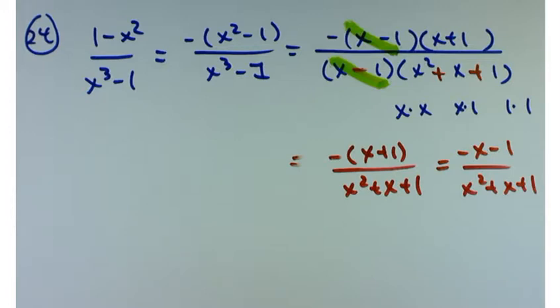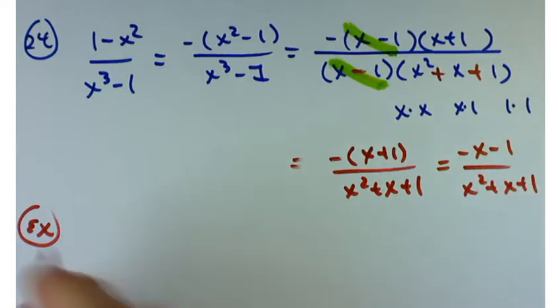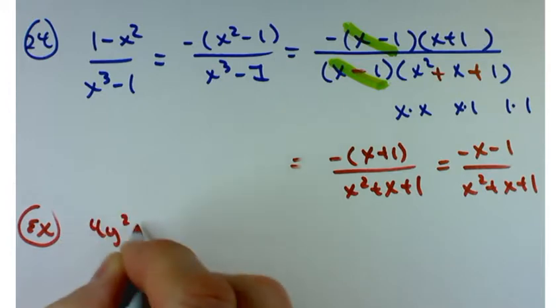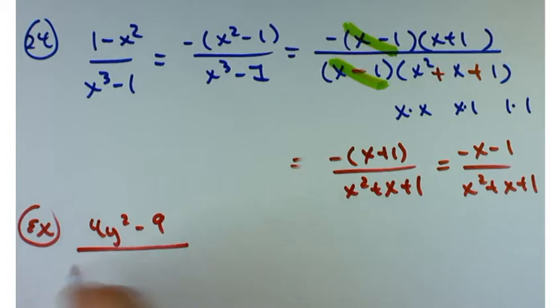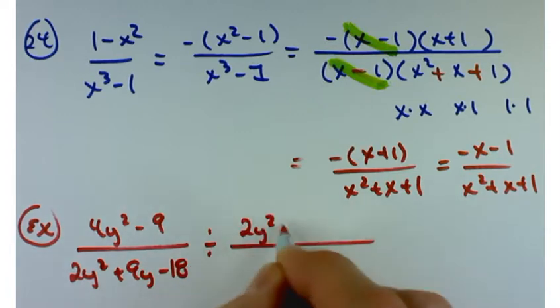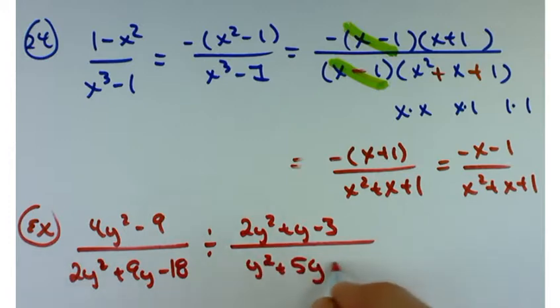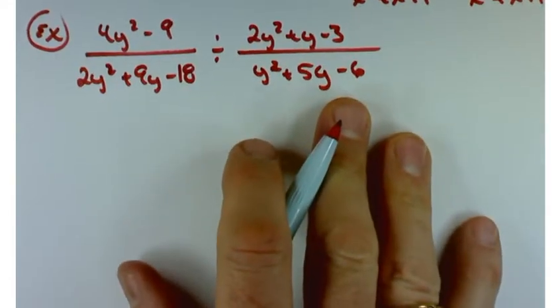We're going to jump to a much lengthier problem. And look at this one. Anything else on problem 24 before I move to another example? Okay. 4y squared minus 9 over 2y squared plus 9y minus 18 divided by 2y squared plus y minus 3 over y squared plus 5y minus 6. Wow, a lot going on here.